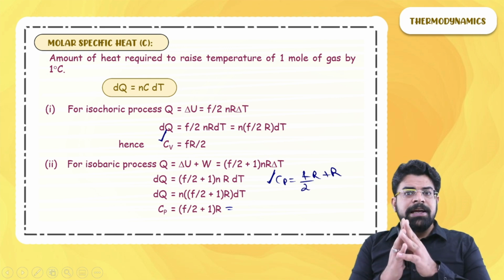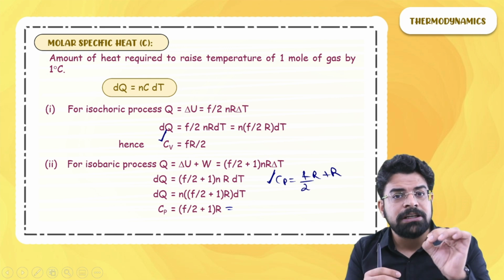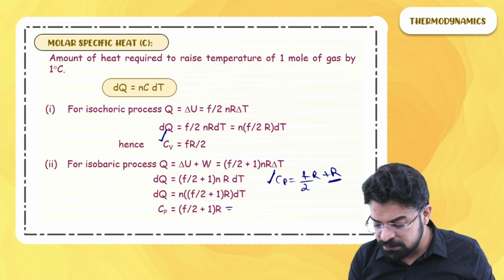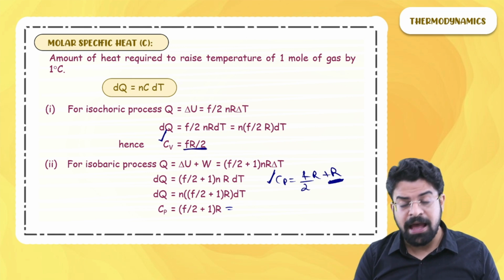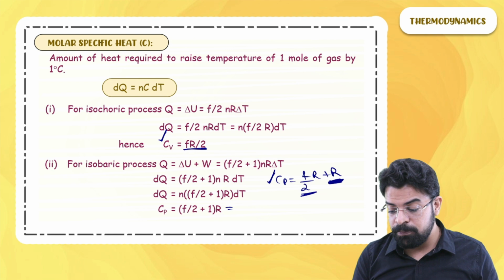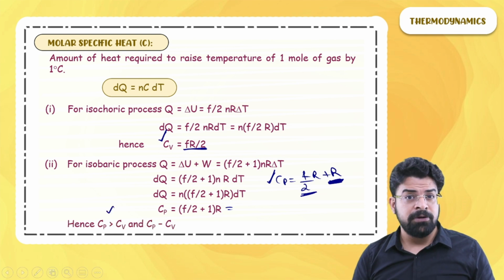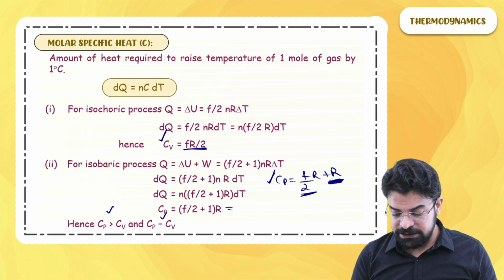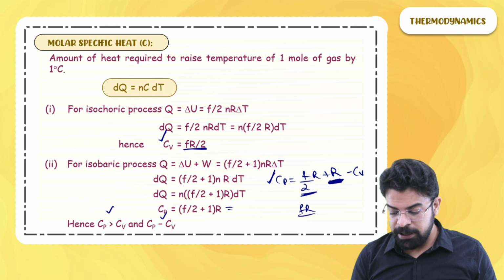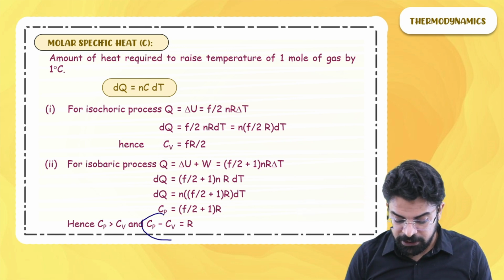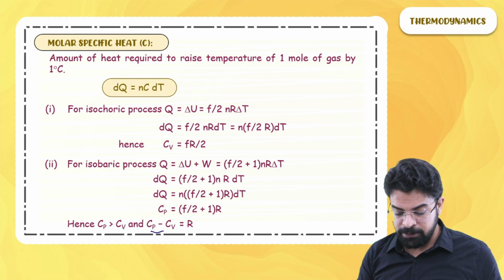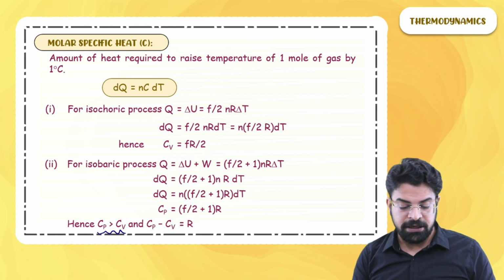The molar specific heat at constant pressure is more than the molar specific heat at constant volume. By how much? R. This is more by an amount R. Cv is fR by 2, Cp is fR by 2 plus R. So Cp is greater than Cv. And if you do Cp minus Cv, fR by 2 plus R minus fR by 2, what do you get? You get R. So Cp minus Cv equals R. This particular equation is called Mayer's equation. Cp minus Cv equals R, and Cp is greater than Cv.